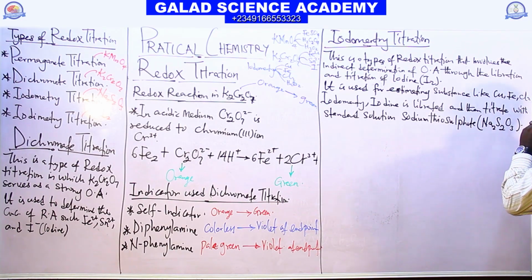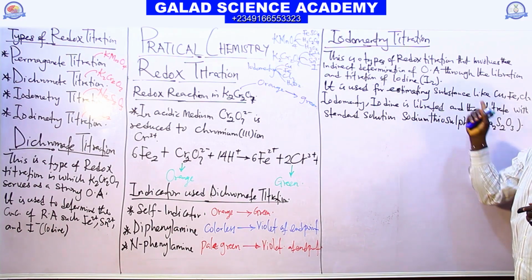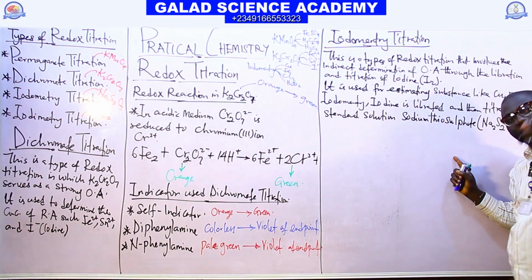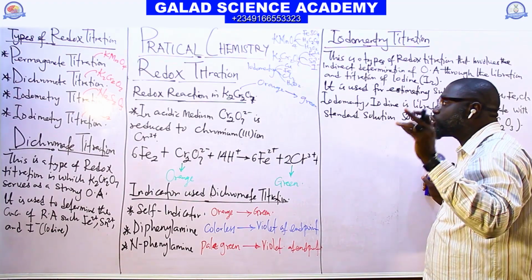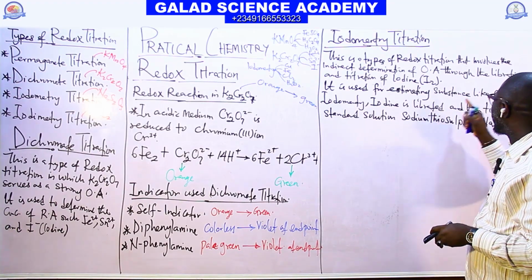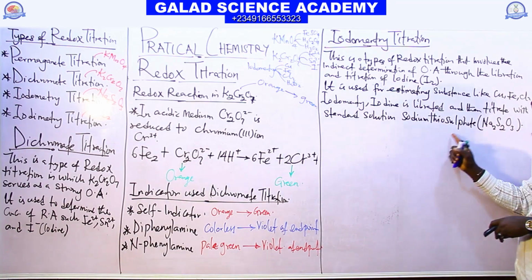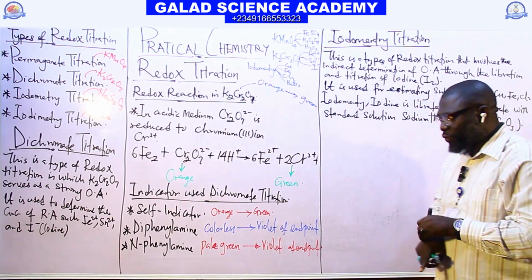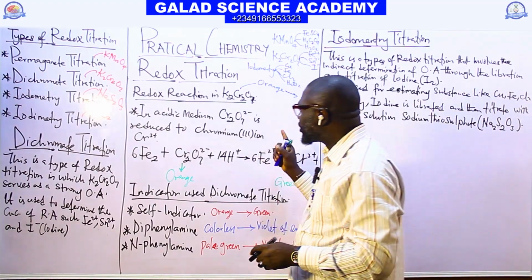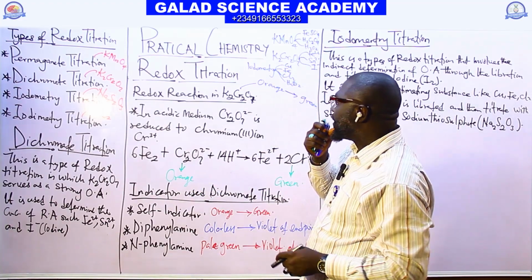Na2S2O3. The iodide that is liberated from the potassium iodide, which serves as the source of iodide here, is then titrated with a standard solution of sodium thiosulfate. That is the reaction that takes place in iodometric titration.